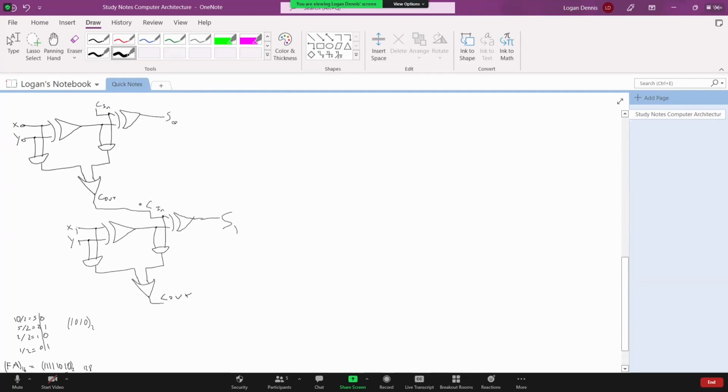And the C out of the first connects to the C in of the next. So it would double what you have right here, pretty much, if you needed 4. If I wanted more space, I would just take this and duplicate it. So it would go 0, 1, 2, 3, and S's would be S0, S1, S2, S3, and then Y0, Y1.